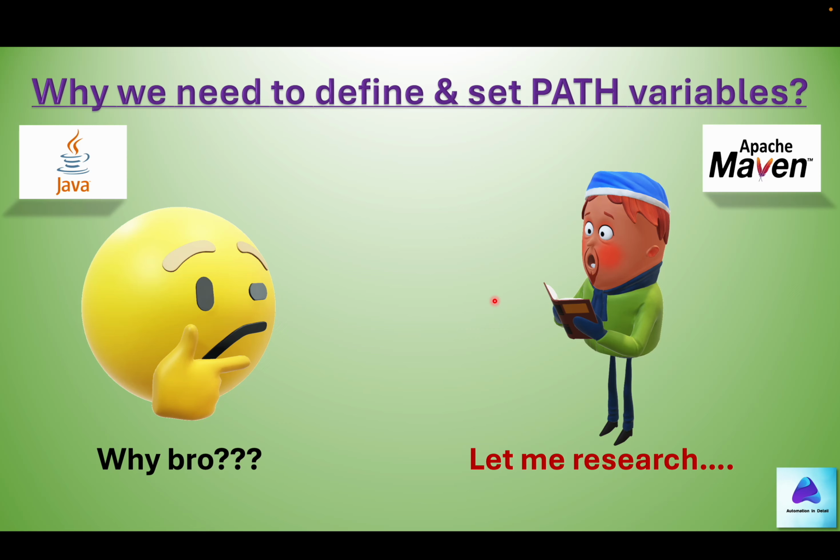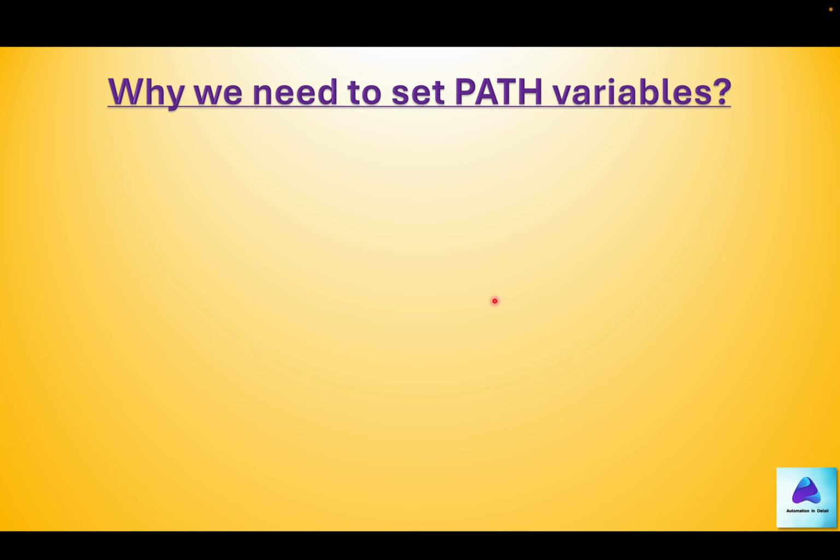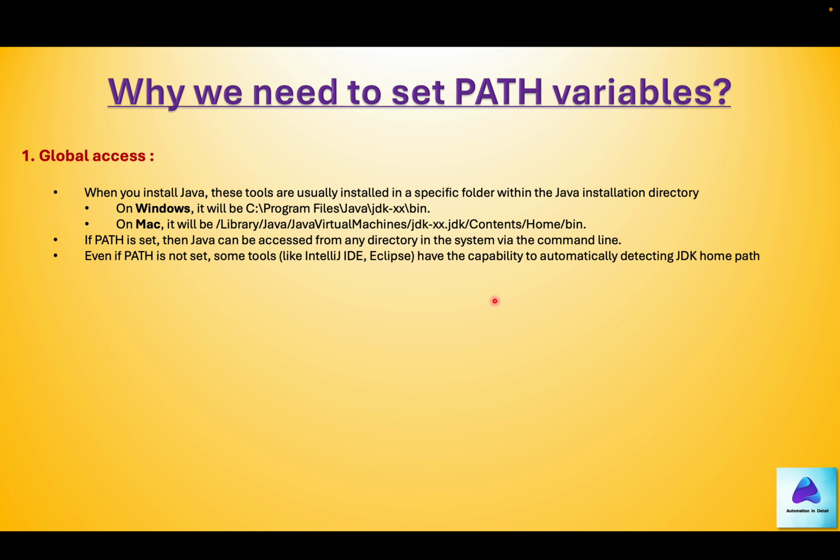Fine. Now, let's come back to the question of why we need to define and set the path variables. Let's find out. The first reason is global access. When you install Java, these tools usually install in the default location. For example, on Windows, it will be C Program Files, Java, and the respective JDK version folder. And on Mac, it will be Library, Java, Java Virtual Machines, and so on. Now, if you set the path, Java can be accessed from any directory in the system, either through your IDE or through your command line.